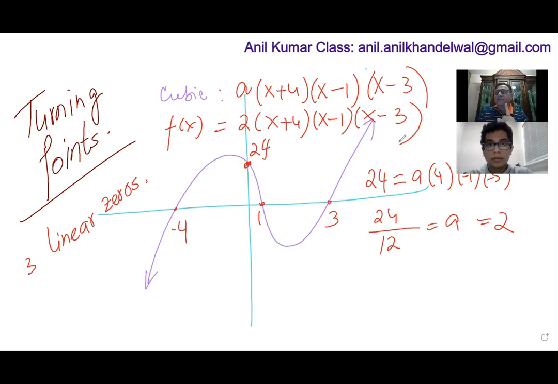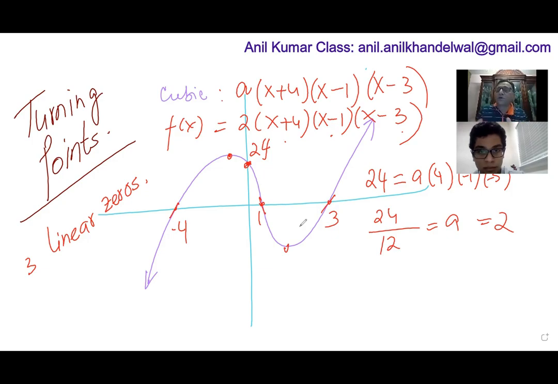And in this case, you can see that all the three zeros are linear in nature. When I say linear, it means what? It means it will cross the x-axis like a straight line. Do you see that? So, if there are three linear zeros, how many turning points do I have? Two. Two. One less than the number of zeros. You get the idea.